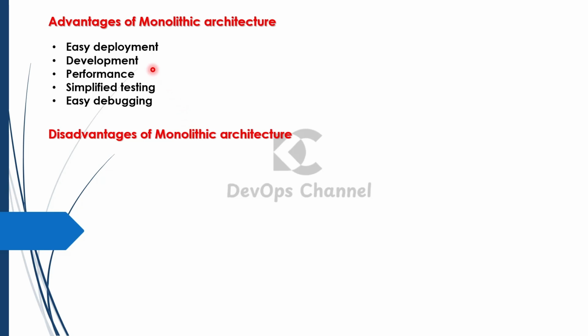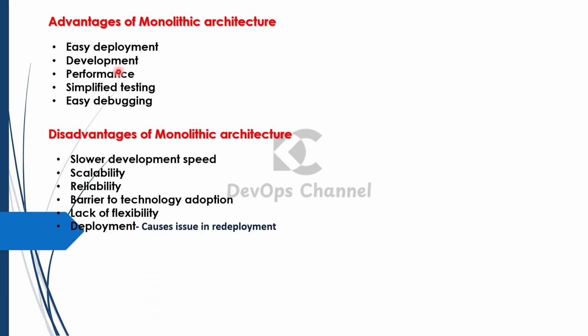The first advantage is easy deployment. Of course, they are just a single entity, so they are easy to deploy. Development is also easy. If we talk about performance, they may perform faster because all of them are considered a single entity and all the services are running in a single entity. If we talk about a simplified unit, you need just that one unified unit for testing it, right? Now, as monolithic is a unified unit, it is easy in debugging.